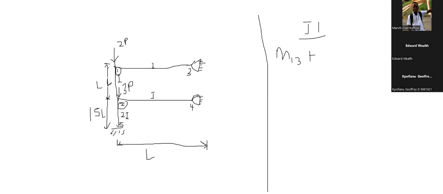So the naming, we will do the naming ourselves, or it will be part of the question? You will do the naming yourself. M1,2 plus what? Is this M1,3 plus M1,2 equal to 0? That's at the first joint.